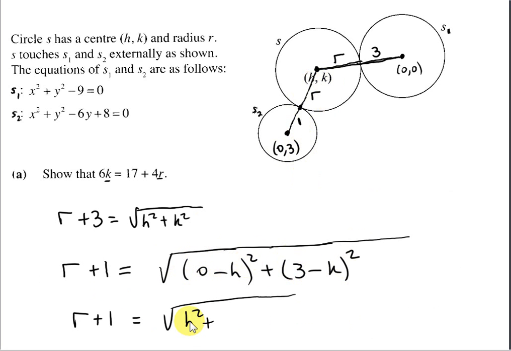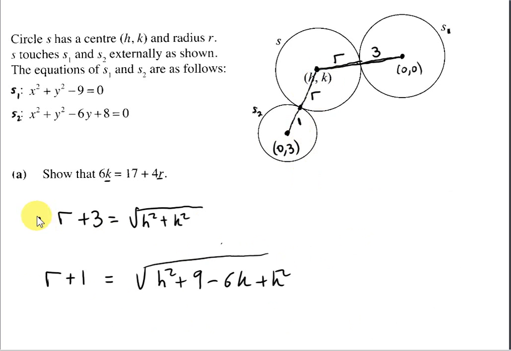Now, minus h all squared is just plus h squared. Let's square this out. 3 squared is 9. We get minus 3k times 2 is minus 6k, and then we get plus k squared. Now I have to somehow combine these two equations in such a way that we get rid of h squared, because h doesn't appear in what we're trying to show. So we have to somehow get rid of h squared.